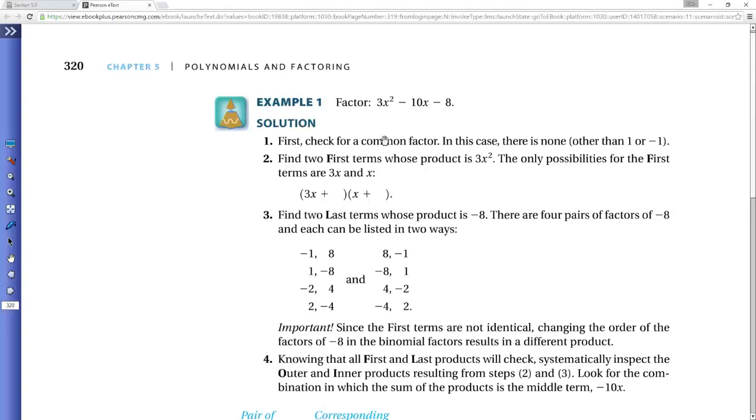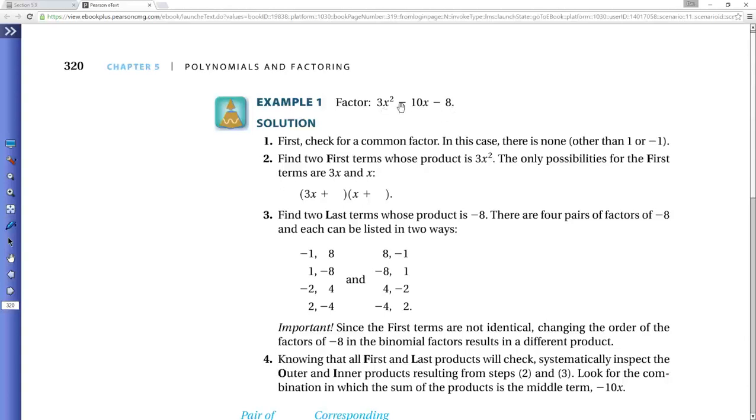So let's go through these steps that they take us through to factor this. It says first check for a common factor. Boy, do not miss this. You can make your factoring a lot more complex if you miss a common factor. And what that means again is, is there anything common that I can factor out of each one of these?